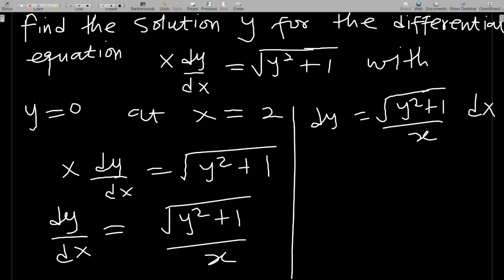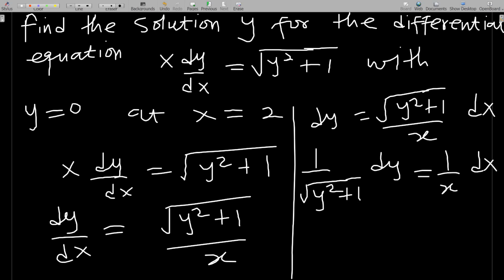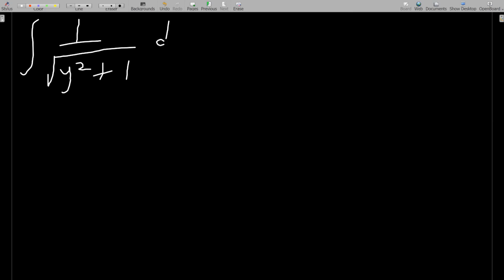Now, there's still some y on the right side, so let me divide through by the square root of y squared plus 1. And I have 1 over the square root of y squared plus 1 on the left, dy equals 1 over x dx. So here we've been able to separate our differential equation. What you do now is just find the integral of both sides. So this becomes the integral of 1 over the square root of y squared plus 1 dy equals the integral of 1 over x dx.